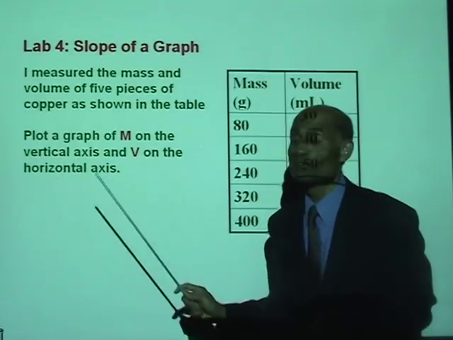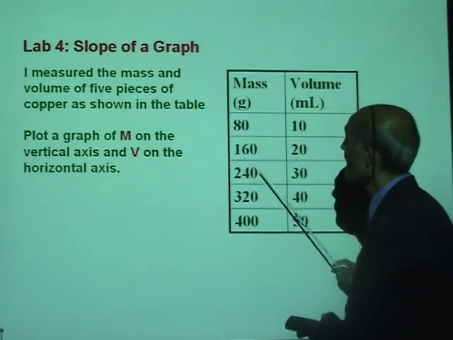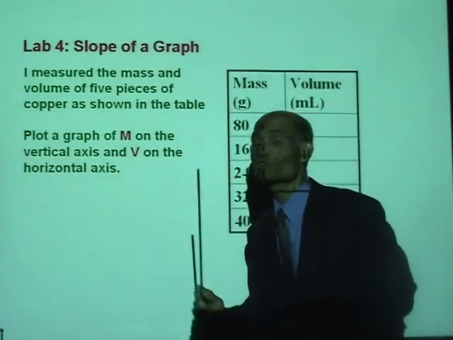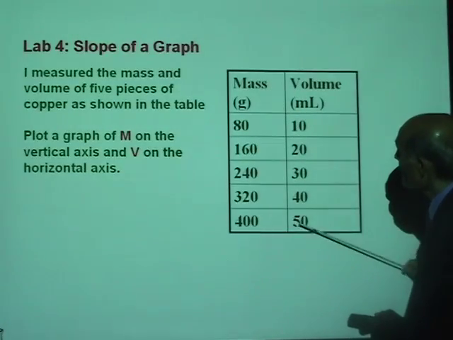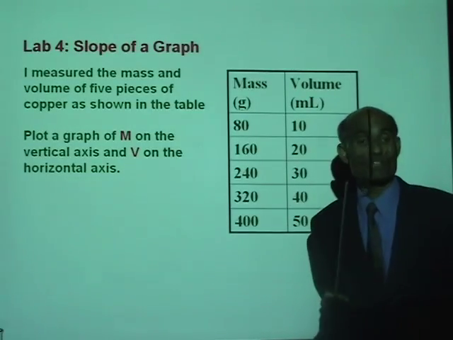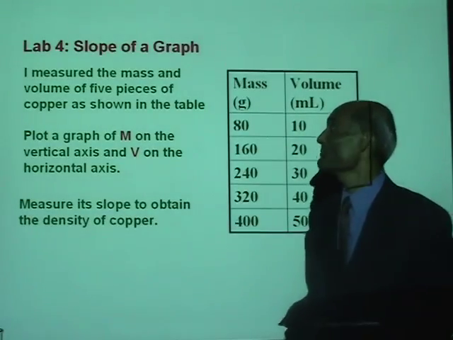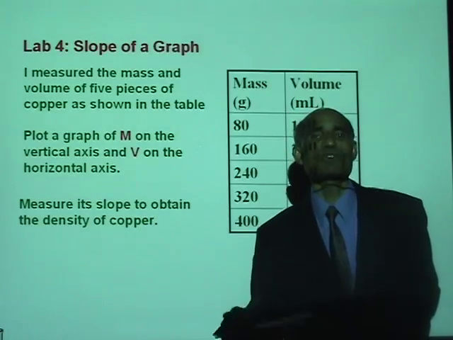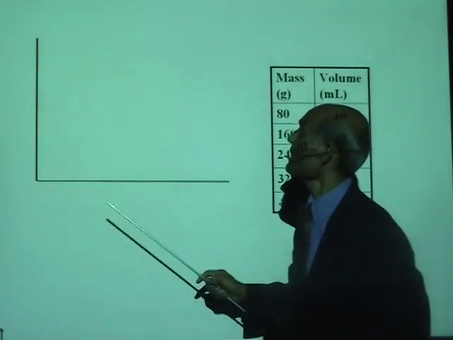Now, what you need to do is plot a graph of the mass values on the vertical axis, that is the y-axis, and the volume values on the horizontal axis. Can you draw a graph of these volume values on the horizontal axis and these mass values on the vertical axis, and then measure its slope to obtain the density of copper? Assuming that you have trouble, I'm going to show that to you. Now, this is how the graph is going to look.